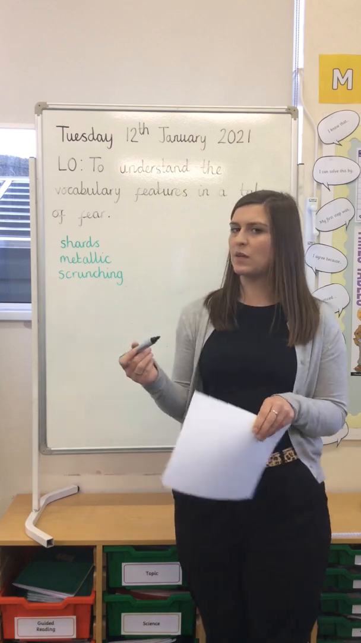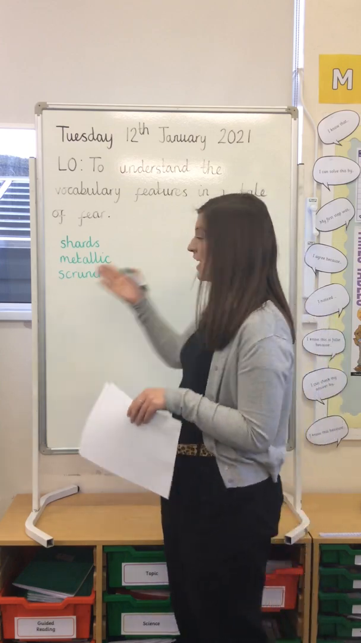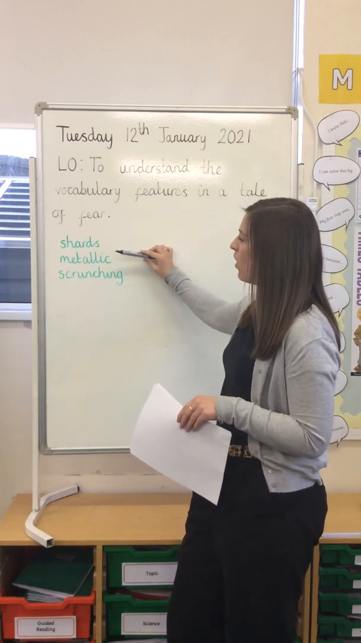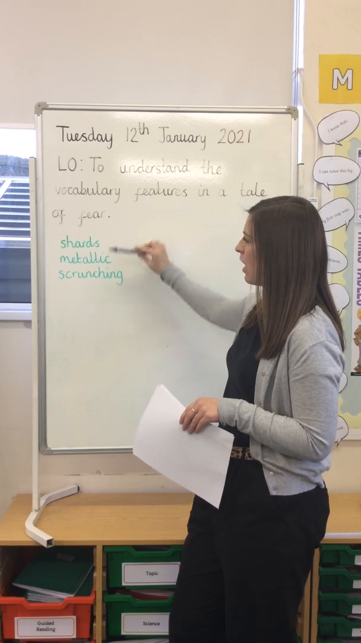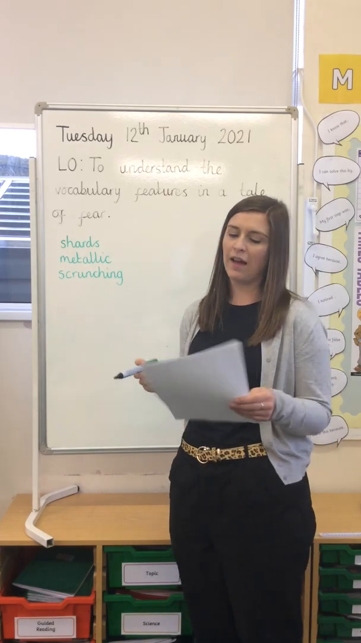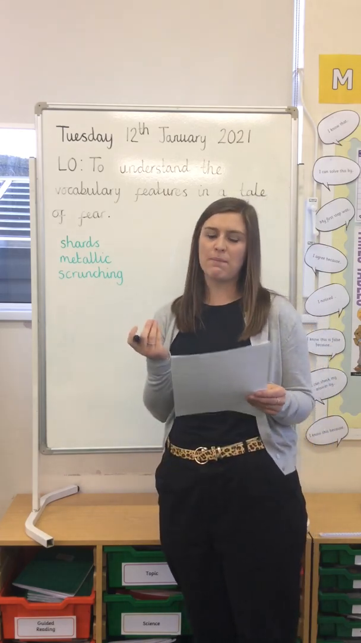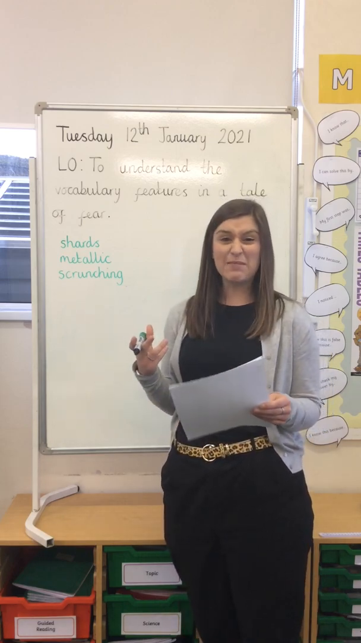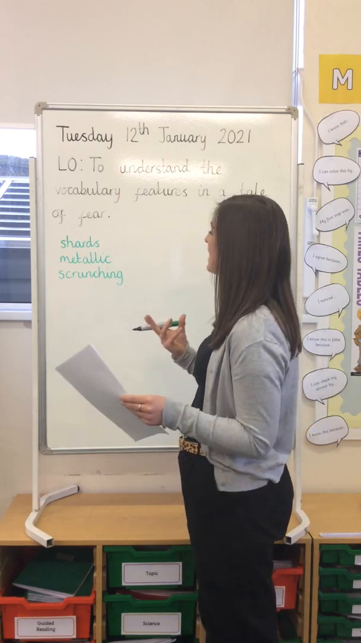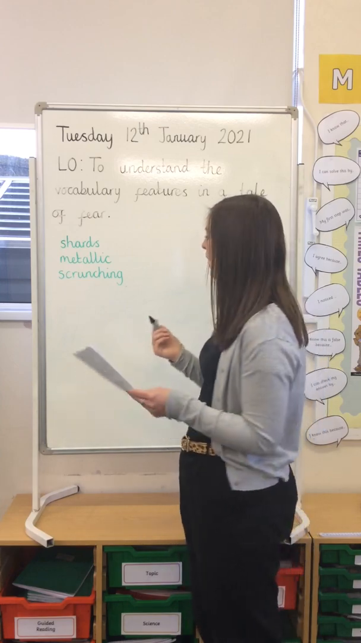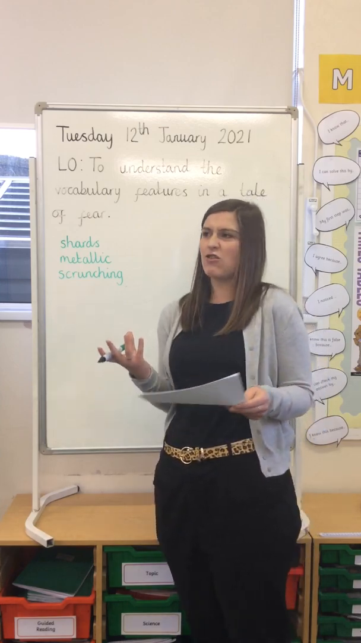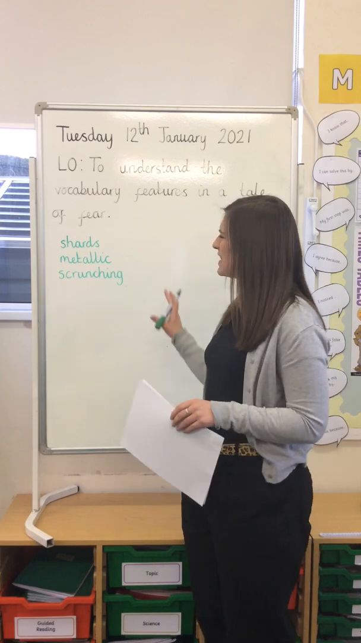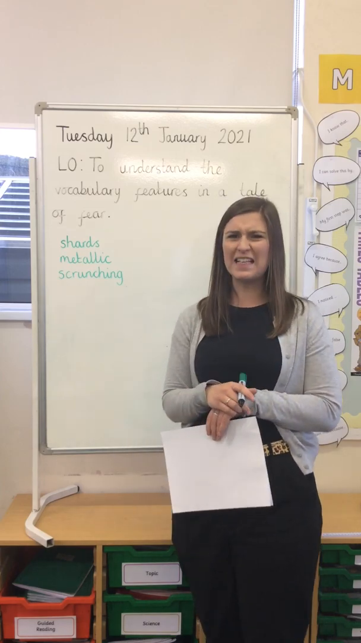Obviously you need to know what these words mean. I've done my research, or you should do your research, for what these meanings and definitions are. Shards are pieces of something sharp, whether it be metal, glass or rock. As I said, metallic means something that contains or is made of metal. And scrunching is when you crush or crumple something. So I'm going to think of using this, and I want to make it something scary.